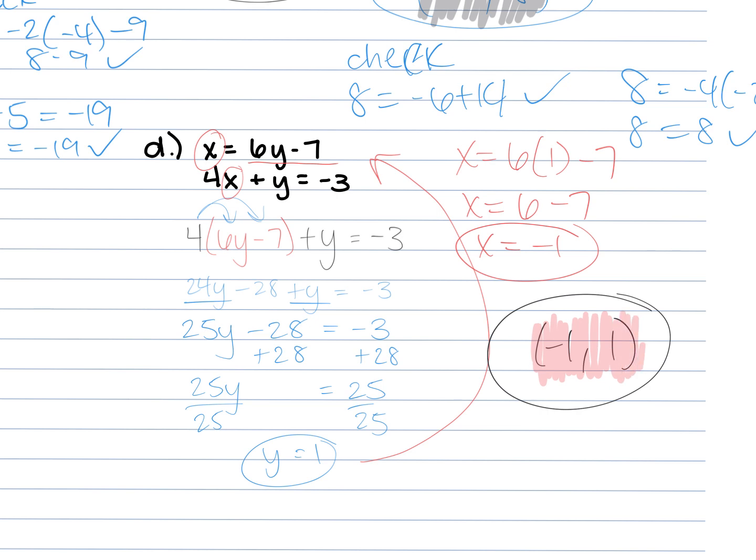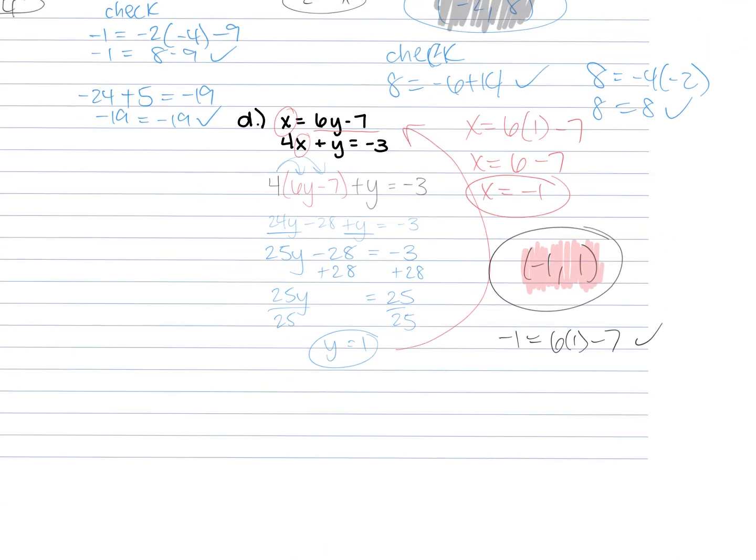So plug these back in, and you should be able to check it. Let's check it together. It's going to be negative 1 equals 6 times 1 minus 7. That one works. It's going to be 6 minus 7, which is negative 1. The second one's going to be 4 times negative 1 plus 1 equals negative 3. Negative 4 plus 1 equals negative 3. Negative 3 equals negative 3. That one works as well.